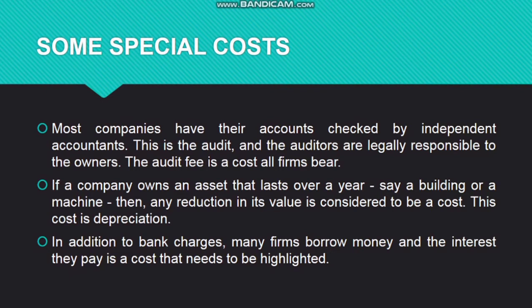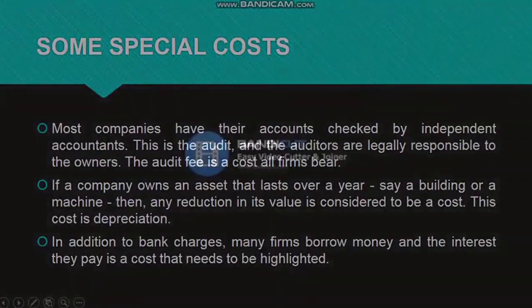Some special costs. Most companies have their accounts checked by independent accountants. This is an audit. Auditors are legally responsible to the owners. The audit fee is a cost all firms bear. If a company owns an asset that lasts over a year, say a building or a machine, then any reduction in its value is considered to be a cost. This cost is depreciation. In addition to bank charges, many firms borrow money and the interest they pay is a cost that they need to be highlighted.